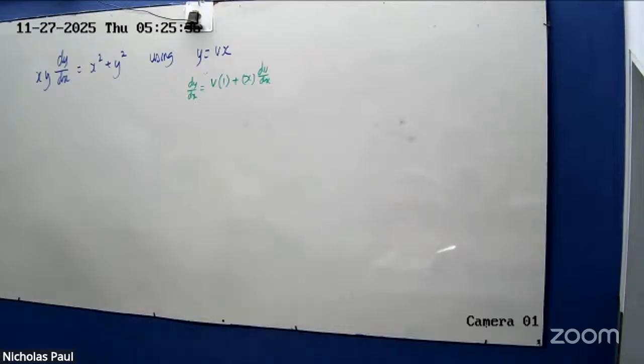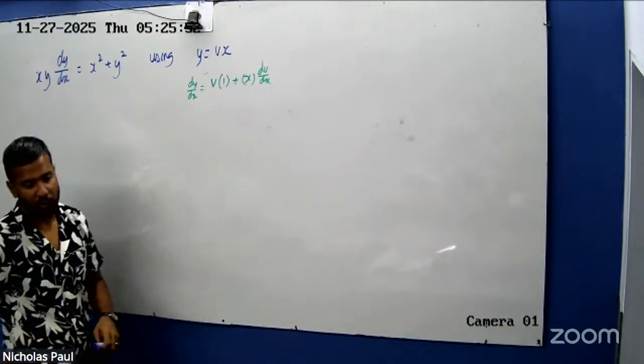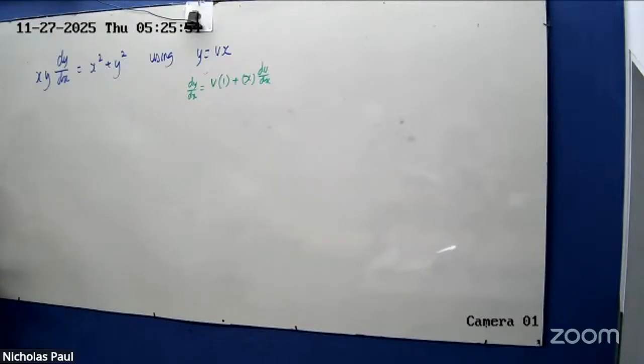Like implicit. No. Implicit is differentiating y, and you treat y as a function. Oh, I mean like how you differentiate v here. You treat v like y.